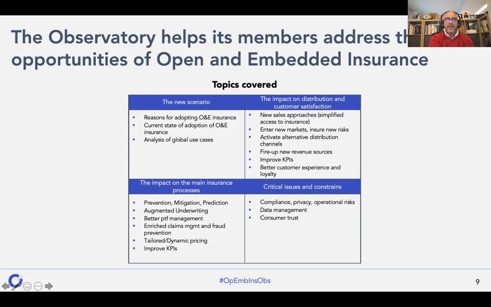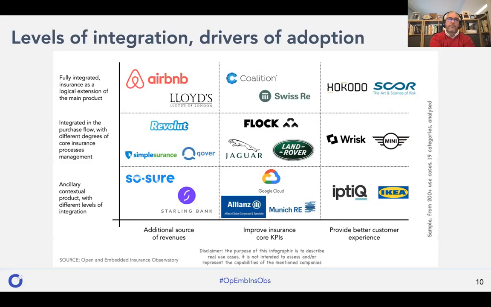Now, the Observatory has been analyzing those topics for quite a long time now. And now I am pleased to share with you some of the insights that we produced. In this chart, we have grouped an analysis of the 3 main levels of integration of embedding that we have seen capturing the market, combined with 3 of the main drivers of adoption of open and embedded insurance. And for each cluster, we have identified some significant use cases with the organizations involved.